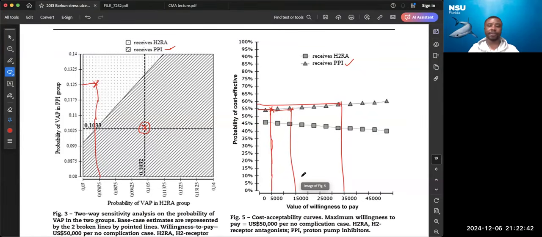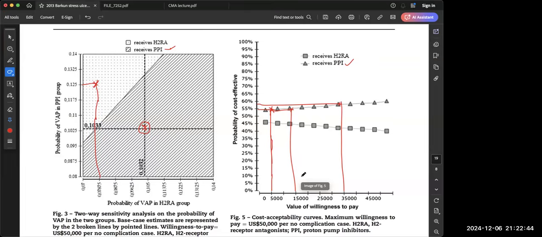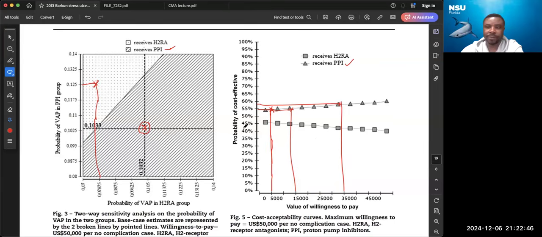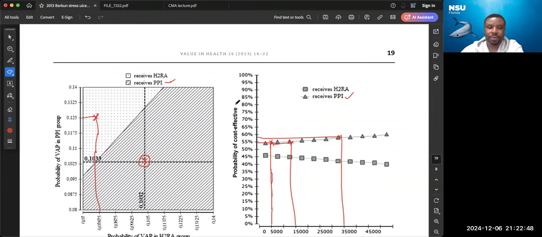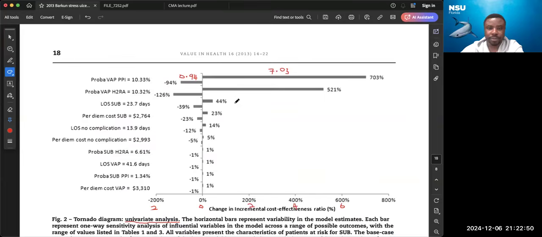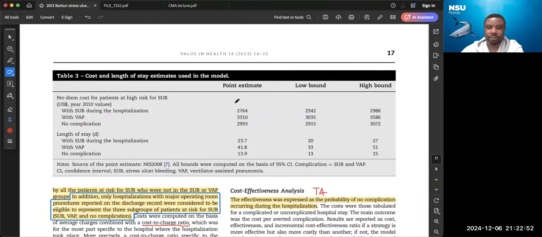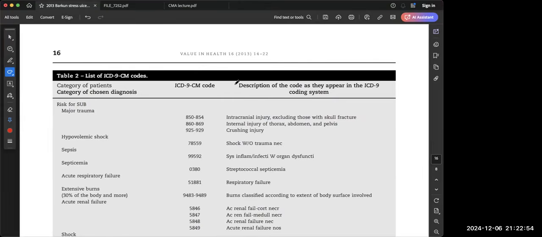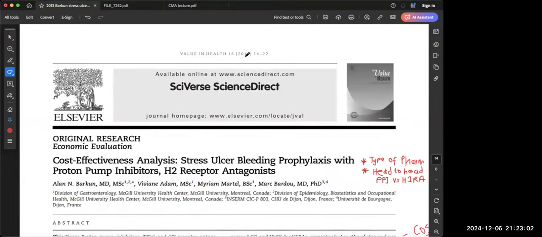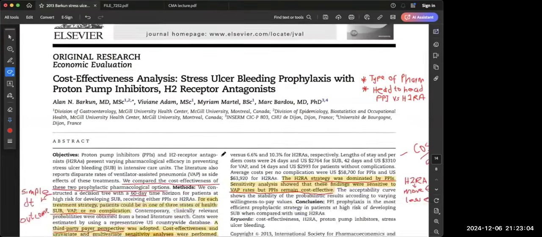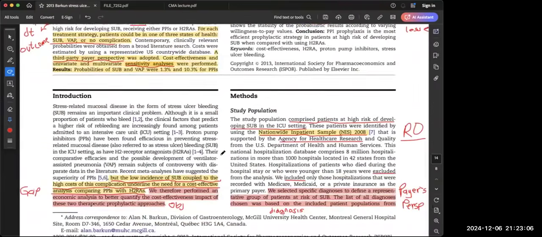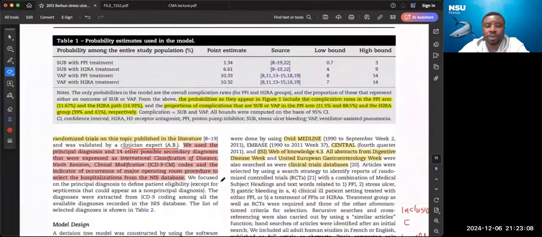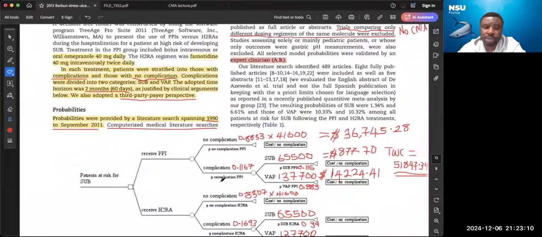Nitra, does it make sense? Yes, thank you. What other questions do we have? Doctor, can I see the decision tree exercise for the H2RA, please? I'm confusing it with one number of your exercise. No problem. Let me share the other screen.